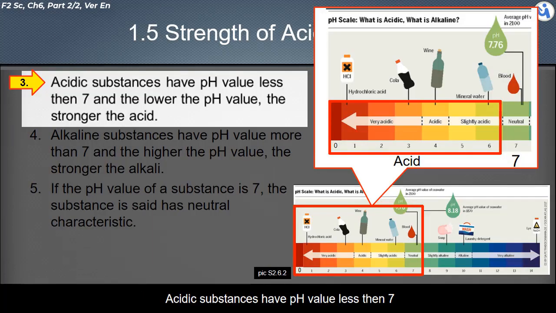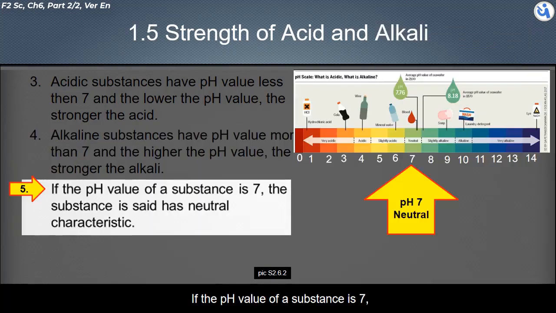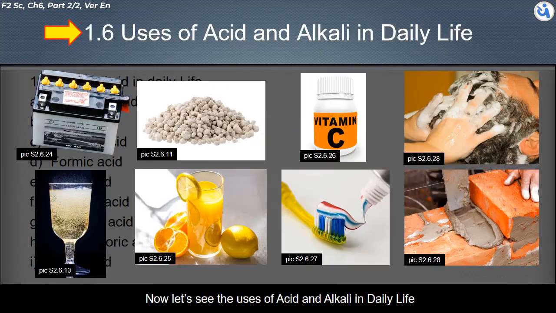Acidic substances have a pH value less than 7. And the lower the pH value, the stronger the acid. Alkaline substances have a pH value more than 7. And the higher the pH value, the stronger the alkali. If the pH value of a substance is 7, the substance is said to have neutral characteristics.